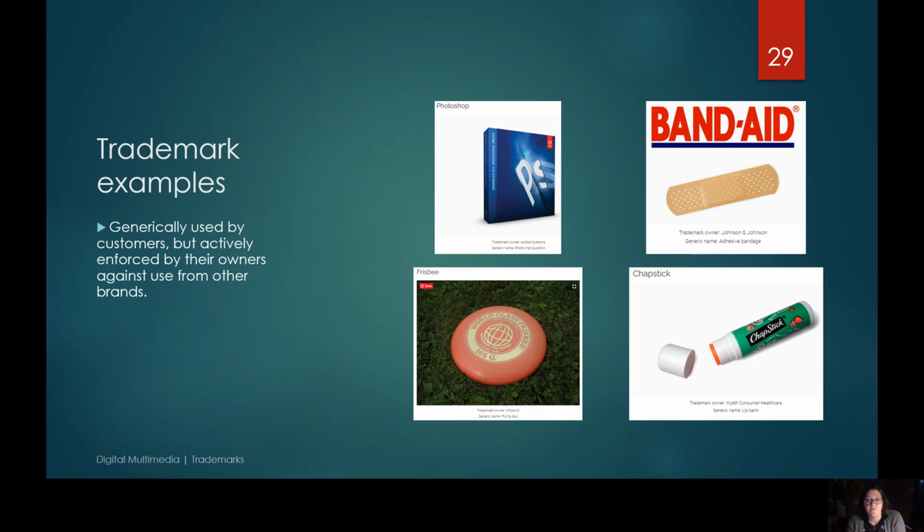You have Frisbee. Frisbee was the brand's name. The generic name for it is a flying disc. And then chapstick is owned, trademarked, and is a generic name of lip balm.